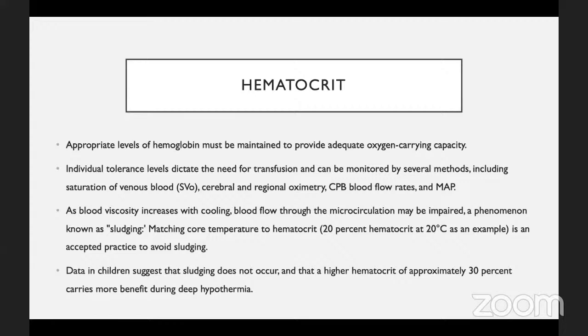As blood viscosity increases with cooling, blood flow through the microcirculation may be impaired, a phenomenon known as sludging. Matching core temperature to hematocrit, such as 20% hematocrit at 20 degrees Celsius, is an example. It is accepted practice to avoid sludging. And data in children suggests that sludging does not occur and that a higher hematocrit of approximately 30% carries more benefit during deep hypothermia.